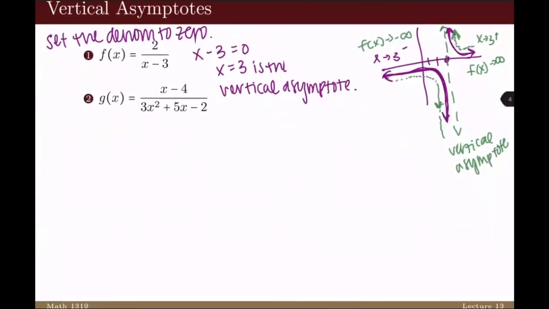Or both could go to negative infinity as well. All right, let's find the vertical asymptote for number 2. So we'll have 3x squared plus 5x minus 2 equals 0.